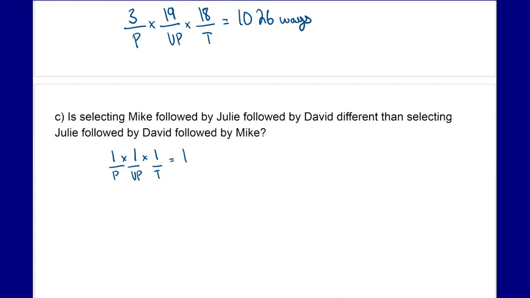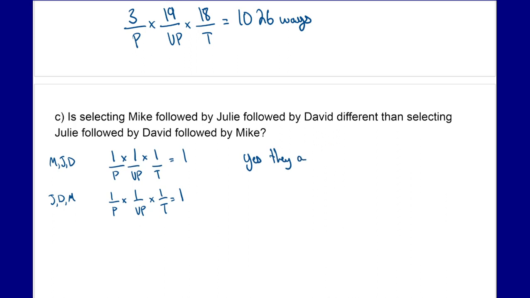And if we do it the other way, it's the same thing, right? So if this was Mike, Julie, David, Mike, there's still only one way to do that because there's only one of each person. But are they different? And in this case, yes, they are different. So even though there's only one way that these outcomes can occur, they are different. And the reason is because we have different positions.